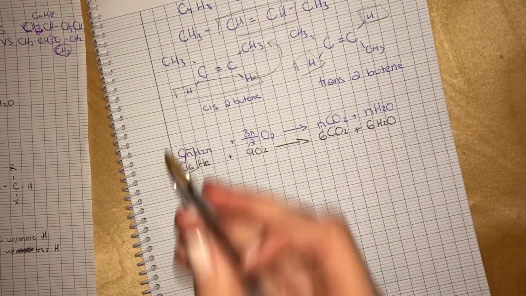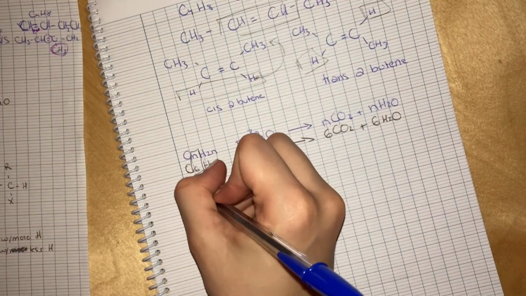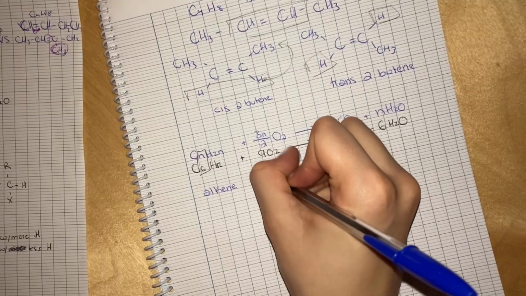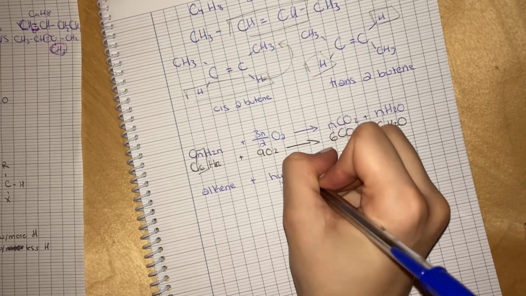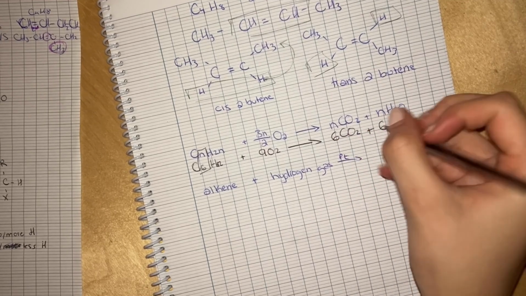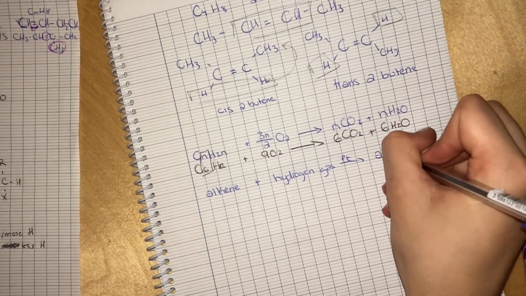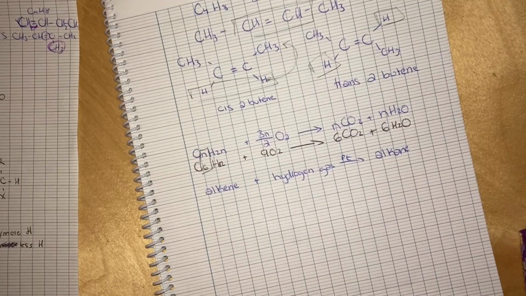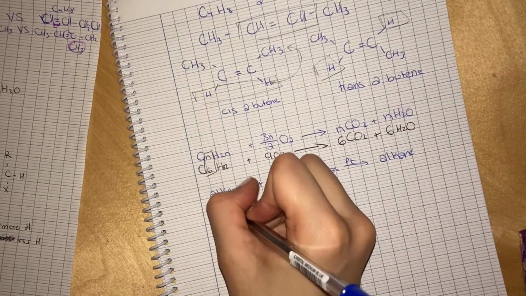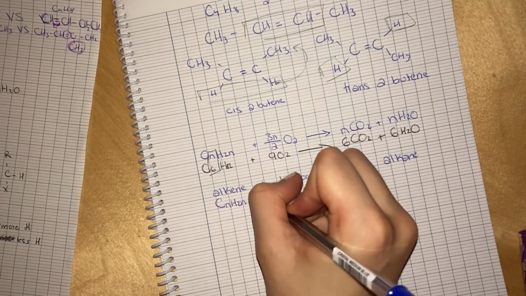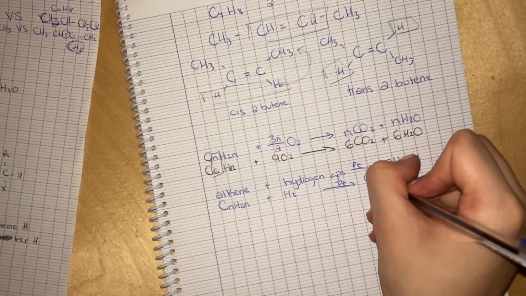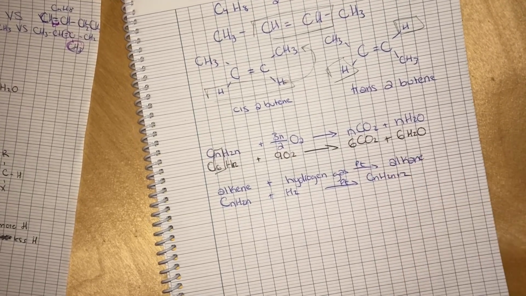So in hydrogenation, you have alkene plus hydrogen gas in the presence of platinum gives alkane. All right? So for example, let me just write out the general formula for you. CnH2n plus H2 in the presence of platinum gives CnH2n+2.